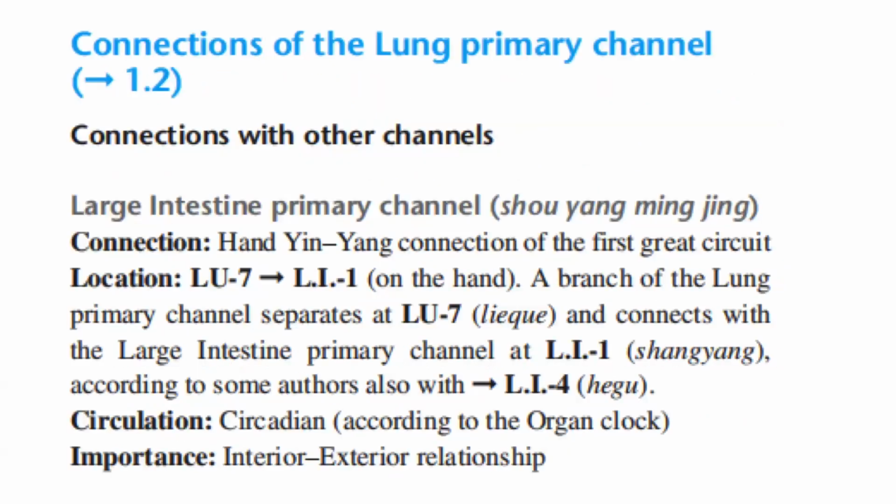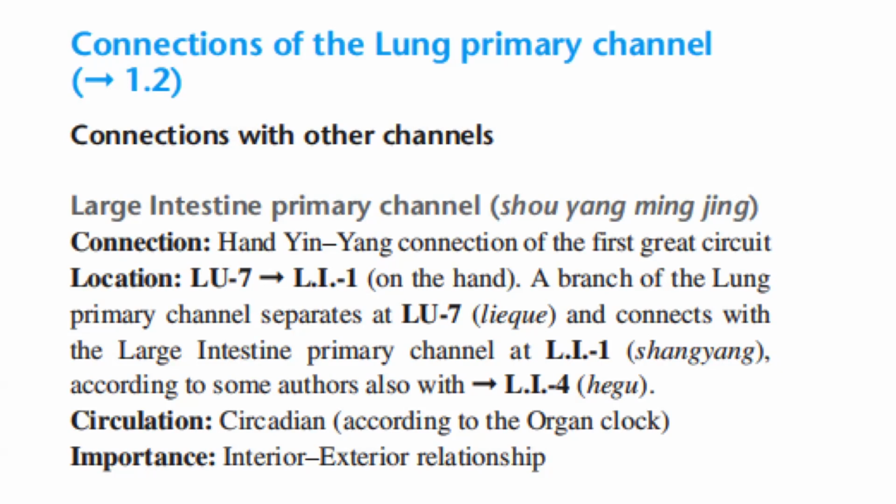So the connections of the lung primary channel with other channels. Number 1 is the large intestine primary channel. Okay, so the hand yin-yang connection of the first great circuit is the connection of the lung with the large intestine. Location from lung 7 to LI1 on the hand.